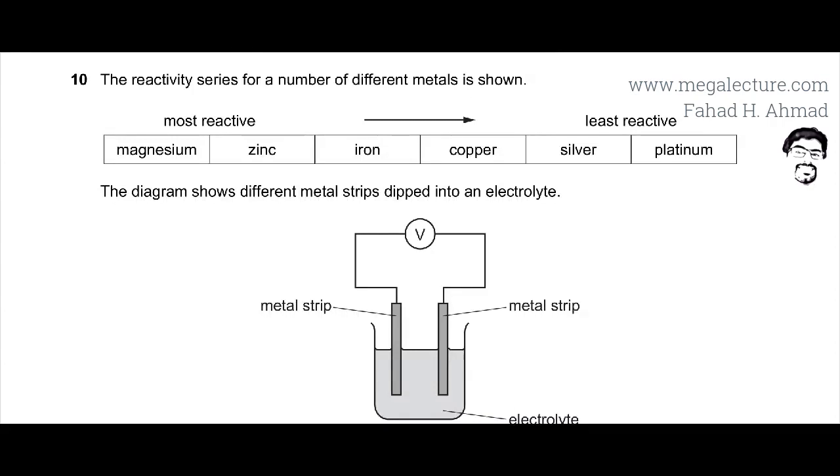The following MCQ reads that the reactivity series for a number of different metals is shown. So you're given the reactivity series: magnesium, zinc, iron, copper, silver, and platinum. These are the most reactive ones. These are the least reactive ones. And the diagram shows different metal strips dipped into an electrolyte.